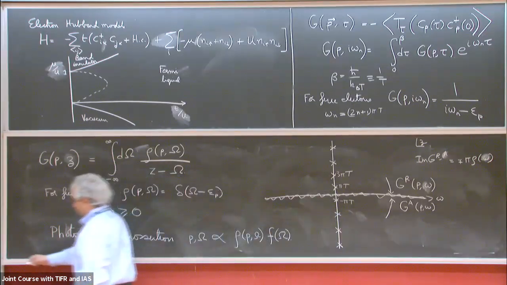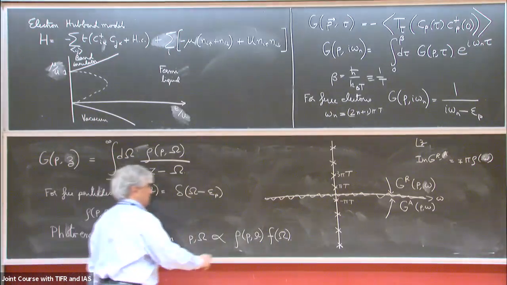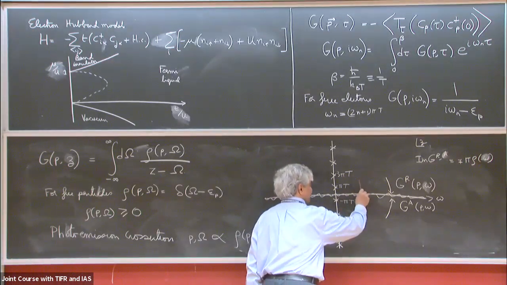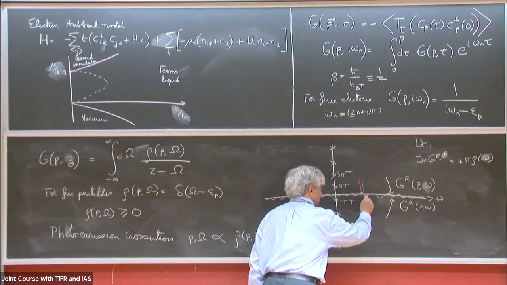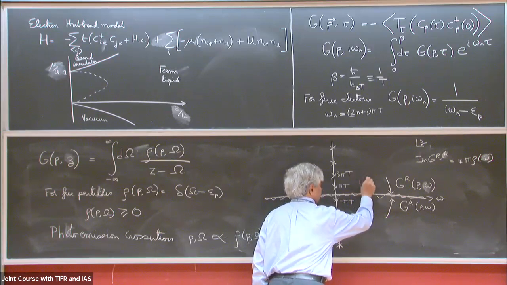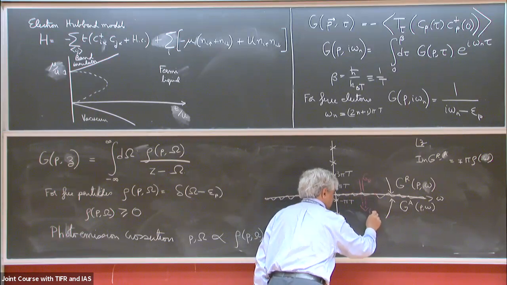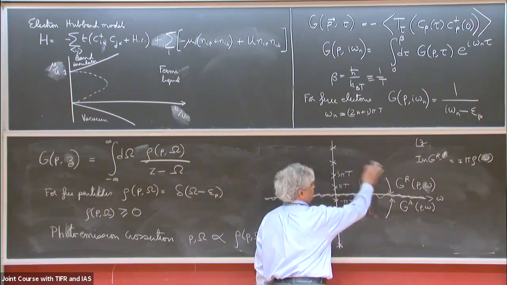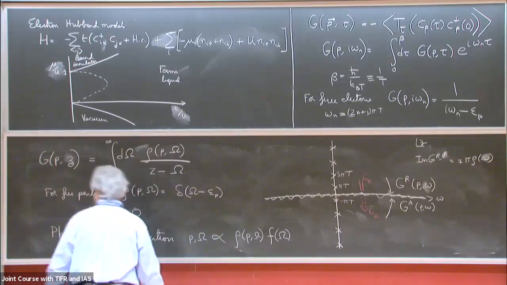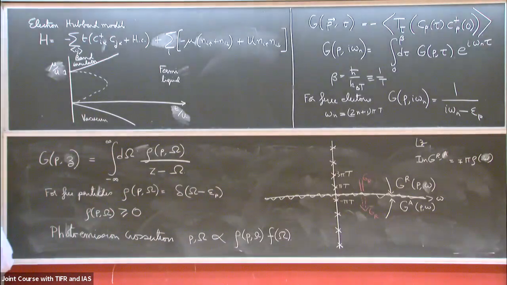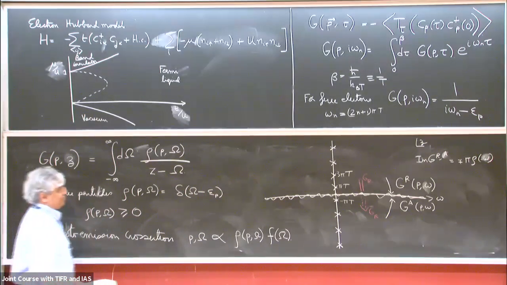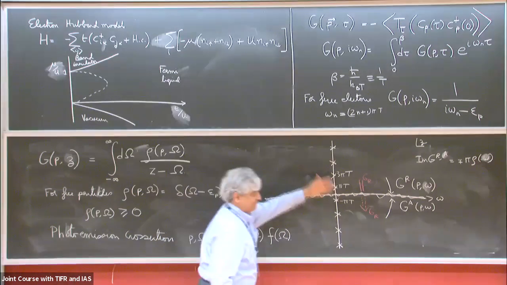So what you have to do is you come this way and you extend GR from above here to this GR. So this I call GR in the entire complex plane. So what does GR in the entire complex plane look like? It has a pole in the second Riemann sheet.